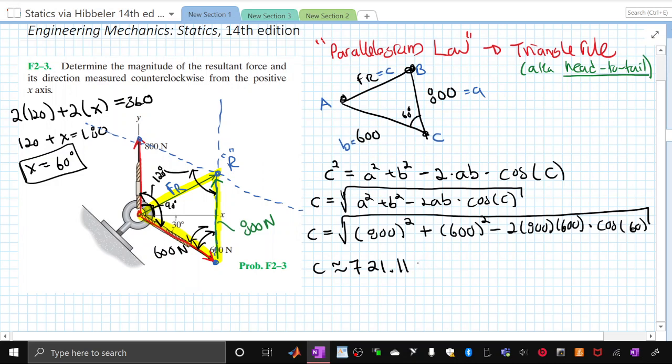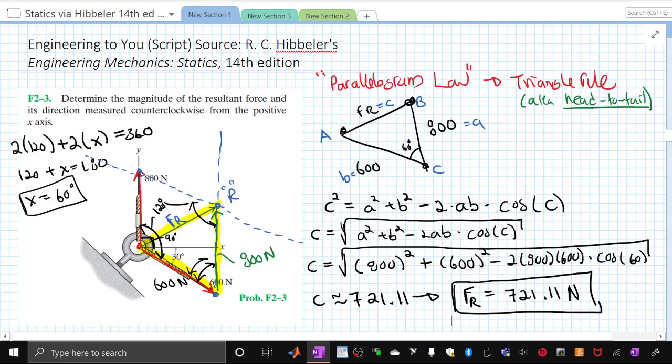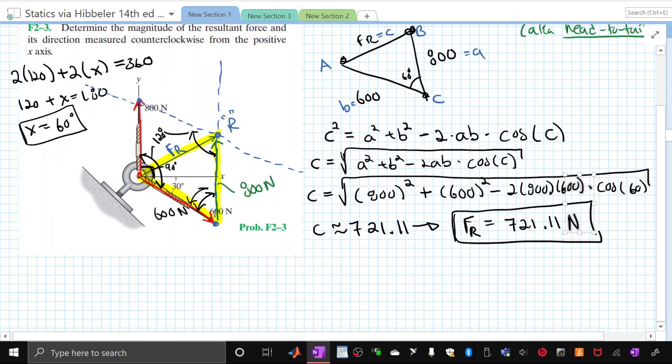And this value comes up to be 721.11. Now, this is a unit of distance, but since we represent the magnitude of vectors as lengths, we can surely say with no mistake that the resultant force is equal to 721.11 newtons. Do not forget the units. Okay, so right here. Now they're also asking for the direction of the force.